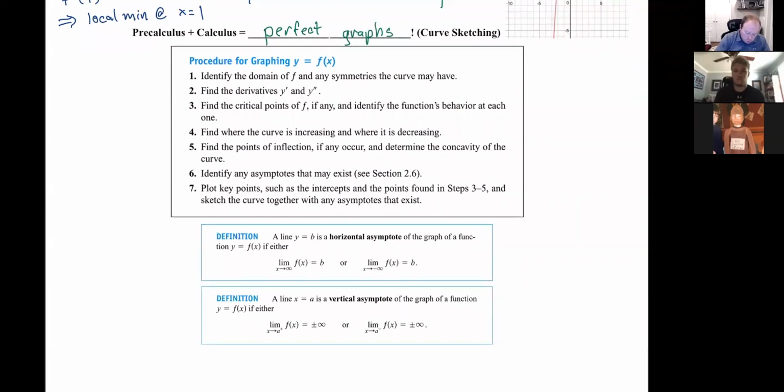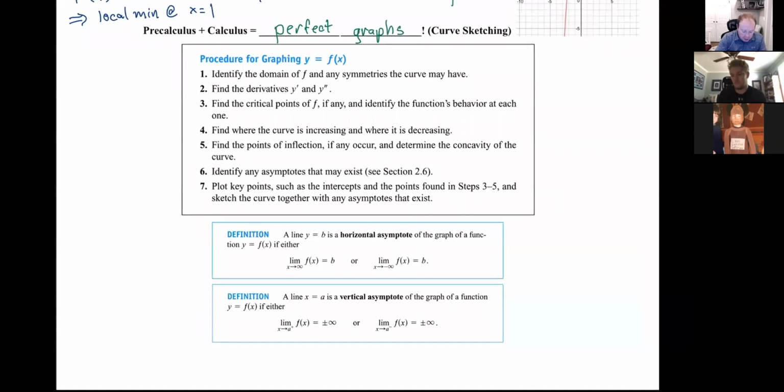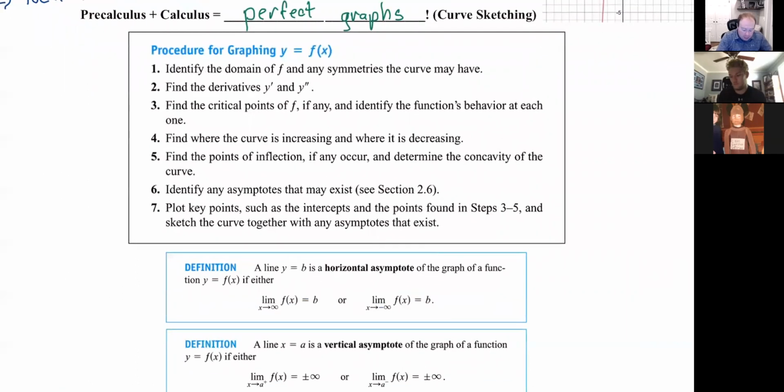So again, a quick review of things we've learned already. Even at the beginning of the semester, we talked about identifying the domain and looking at symmetries, like if a function is even or odd. So this right here is good to have in mind, but honestly, if I remember the homework correctly, you really mostly focus on the derivative tests. That is to say, in part 2, you would find the derivatives. In part 3, you would find the critical points and apply the first derivative test. In part 4, you would again just be working with the first derivative test.